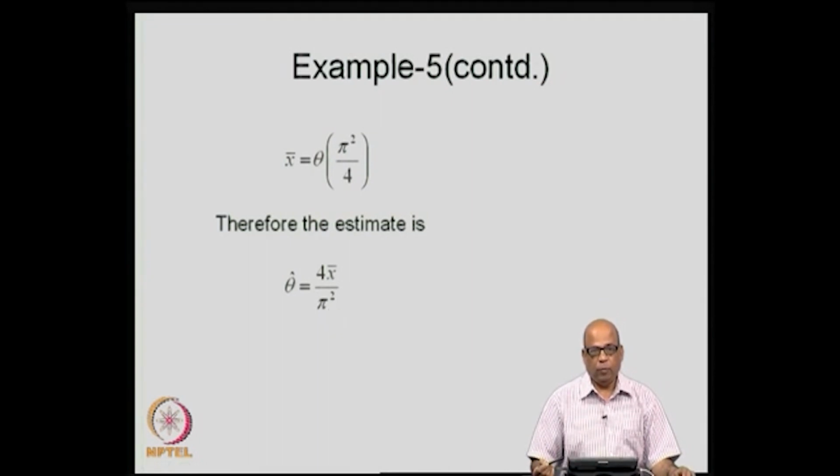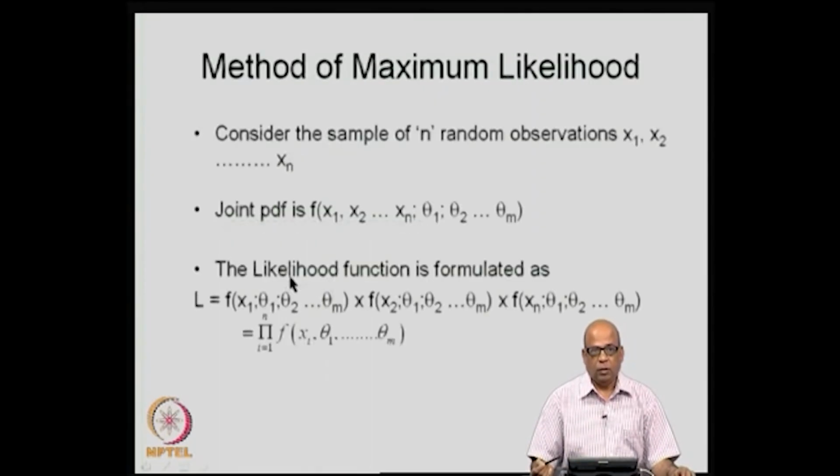So, the method of moments: we take those many moments as we have the number of parameters, generate those many equations from these, equate, and obtain the associated parameters. Now, we introduce a slightly more rigorous way of estimating the parameters, which is the method of maximum likelihood.